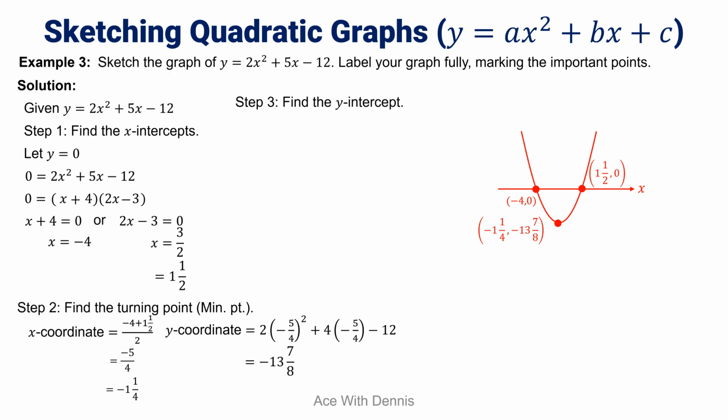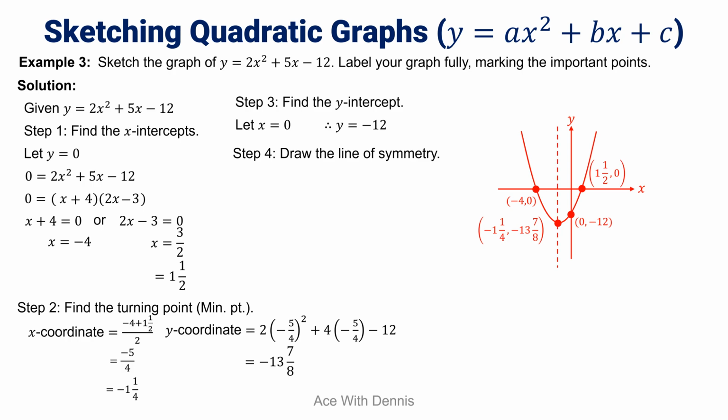Step number 3, find the y-intercept. To find the y-intercept, we let x equal 0. So the equation gives y equals negative 12. From here, I can start to draw my y-axis, and this y-intercept will be (0, -12).